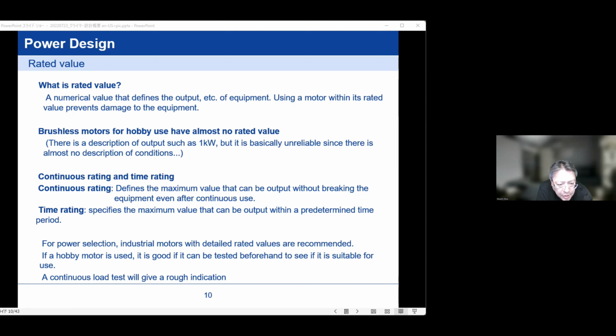When it comes to choosing a power source, we recommend industrial motors whose specifications are detailed. However, as I have been saying, it is rare for hobby motors to be listed with ratings. So if you do use one, it would be good to be able to test it in advance to make sure it is suitable for use. If we can do a continuous load test, I think we'll be able to make a rough judgment.